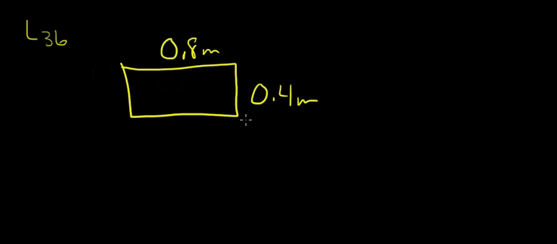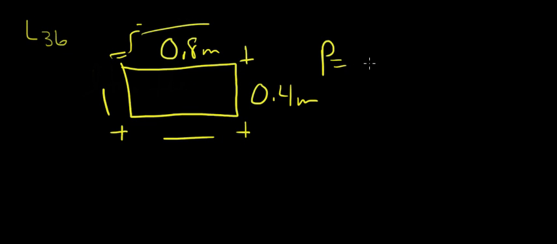Well, hopefully you know perimeter is just adding this side, plus this side, plus this side, plus this side. And that's going to give us a total number for the area around. Remember, perimeter is going around something.